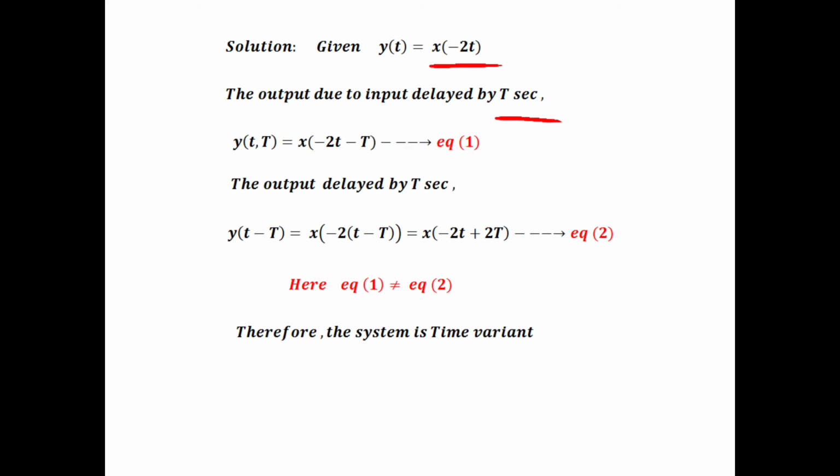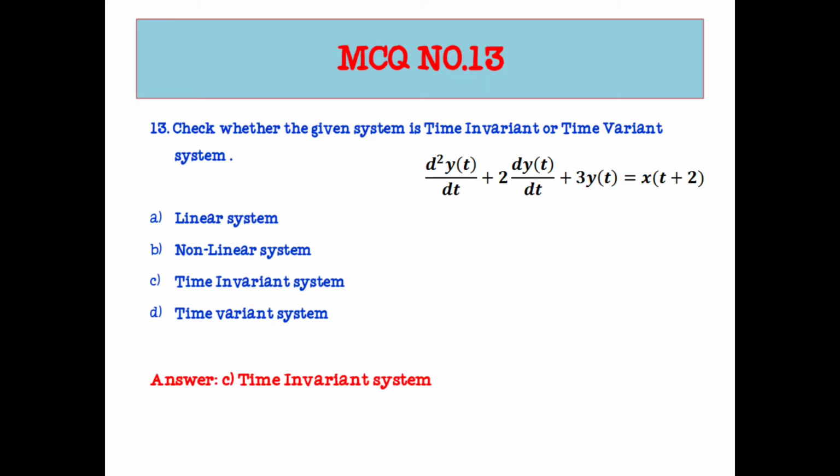Second, the output is delayed by t seconds. So you have to replace small t by t minus capital T. So what will happen? Minus 2 times t minus capital T, multiplying minus 2 inside the bracket, gives minus 2t plus 2T. This will give you equation 2. So equation 1 is not equal to equation 2. The system is a time variant system.